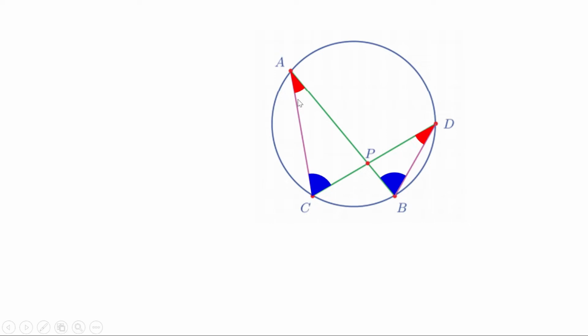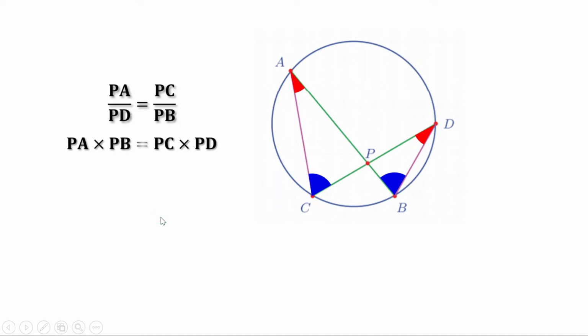Now let us take another pair of equal angles. Which are the sides opposite to them? PC and PB. What is the ratio between PC and PB? PC is to PB or PC by PB. These two ratios are equal. That is PA by PD equal to PC by PB since the triangles are similar. Now let us cross multiply. PA into PB equal to PC into PD.